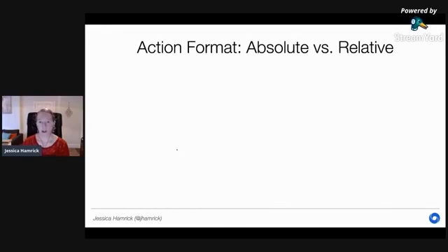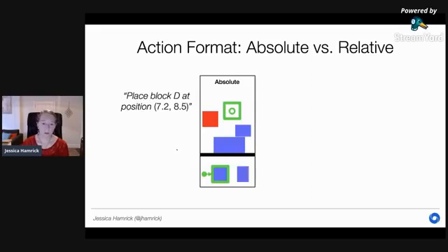Okay, so how should an agent interact with these sorts of environments? Well, a common choice of action space would be to have the agent take absolute actions. So this would be the standard thing in the model-free paradigm. So you would say, okay, I'm going to pick up this block, D, and place it at position 7.2, 8.5. But if you asked me to describe what I was doing in these sorts of environments, I would never say, oh, I'm about to place this block at position 7.2, 8.5.